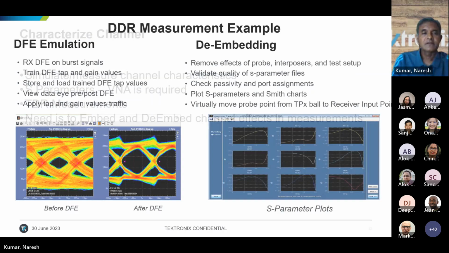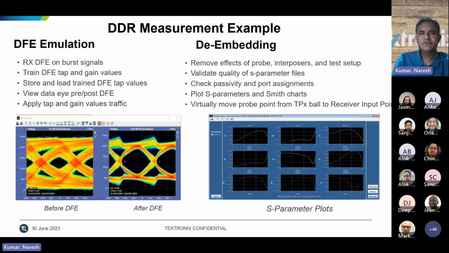So now, what do we mean by characterization? This is just one example I thought I should use, from a DDR signal analysis. On the left hand side, we are seeing two eye diagrams. One is, I wouldn't say a bad eye, but it is definitely not as good as the eye on the right hand side. The first eye that you're seeing is the eye without equalization applied, right?